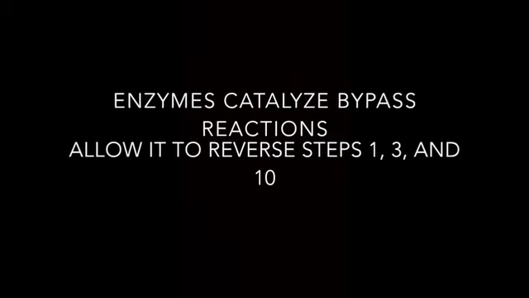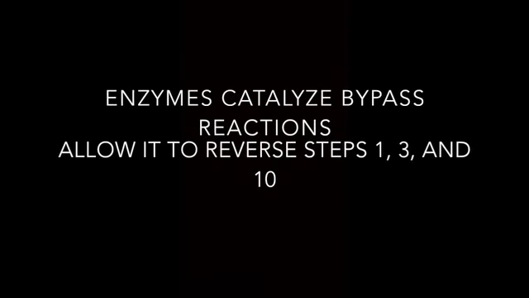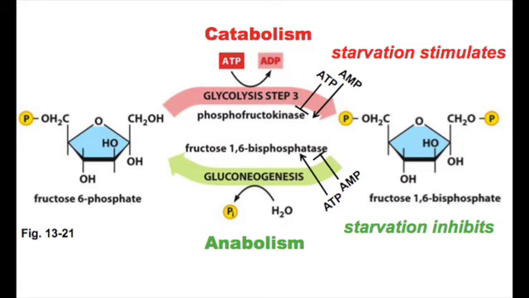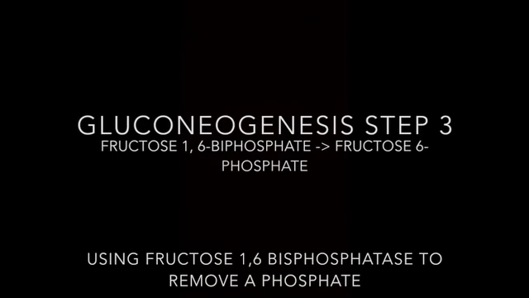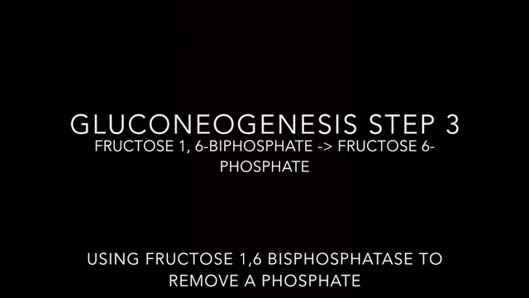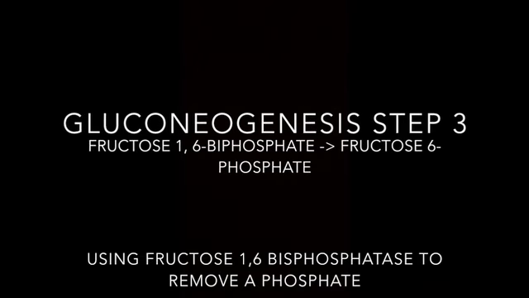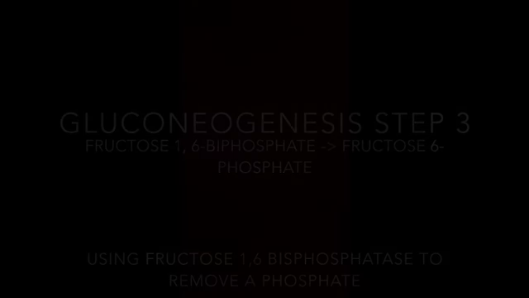Gluconeogenesis is able to get around steps 1, 3, and 10 by using a special set of enzymes that catalyze bypass reactions. For example, in step 3 of glycolysis, the enzyme phosphofructokinase, PFK, phosphorylates fructose 6-phosphate into fructose 1,6-bisphosphate. In gluconeogenesis, the enzyme fructose 1,6-bisphosphatase removes a phosphate from fructose 1,6-bisphosphate, generating fructose 6-phosphate.